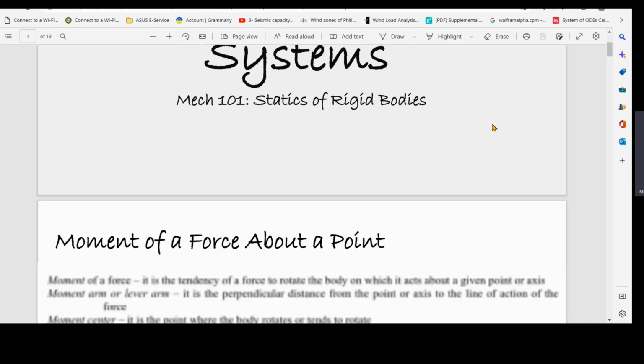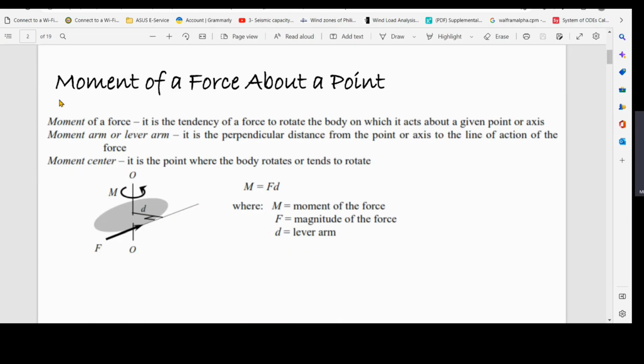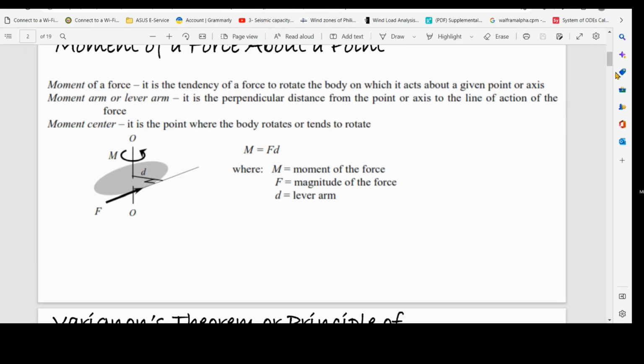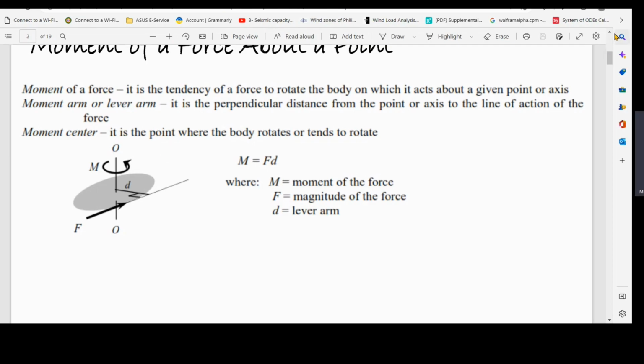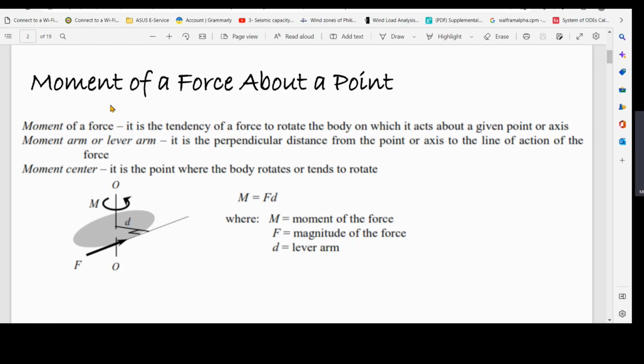So, our Chapter 4 is the resultants of the force systems. Let us first define or discuss the terms here that I believe most of you are not familiar with, or have no background on yet. Let's start with the moment of a force. The moment of a force is the tendency of a force to rotate the body on which it acts about a given point or axis. So the rotation of the body is involved here.